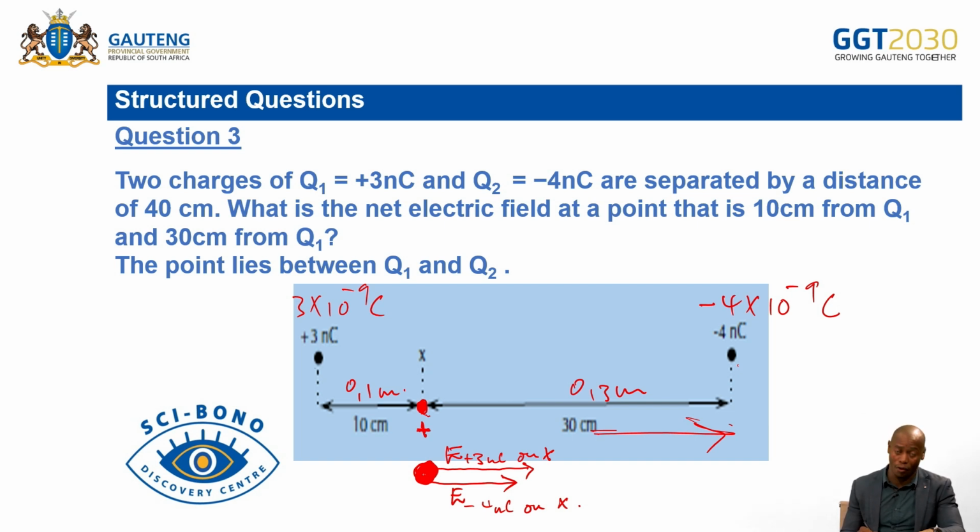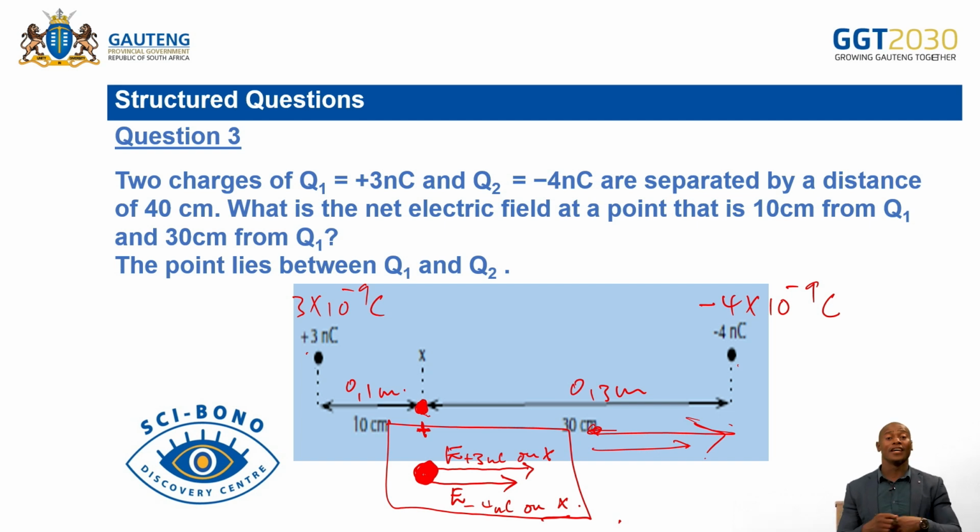Already, you have the direction of the electric field exerted by what? -4 nanocoulombs on point X. Then ask yourself a question again. Will this point X move towards or away from this positive 3 nanocoulombs? It will move away. So obviously, this is what you are going to have, right? So this is where we have to start.